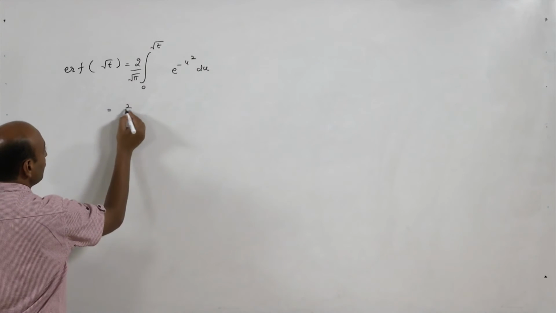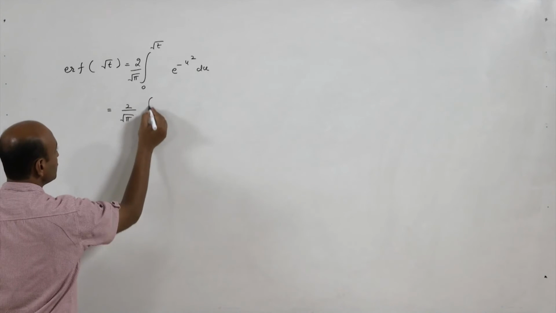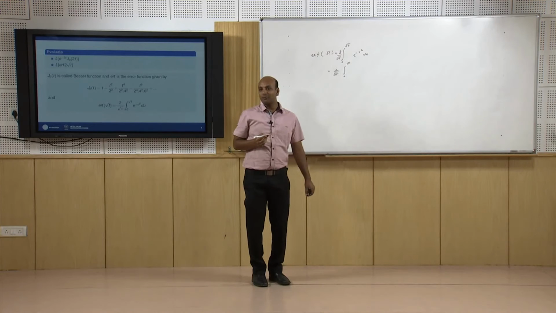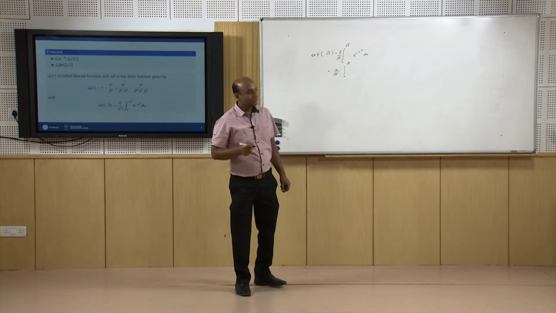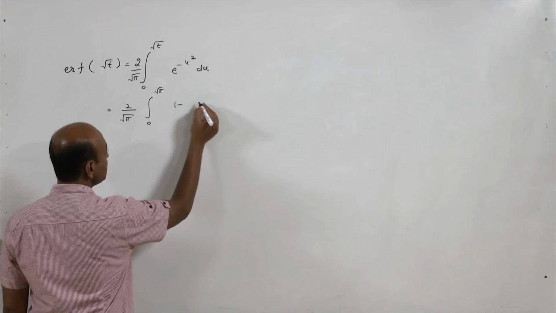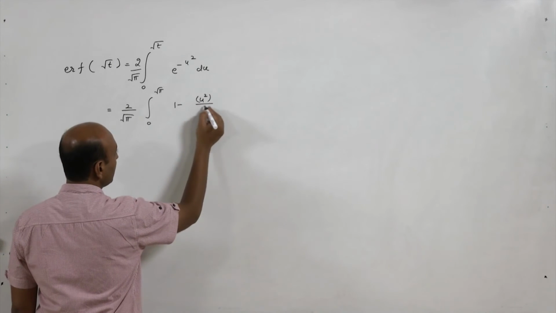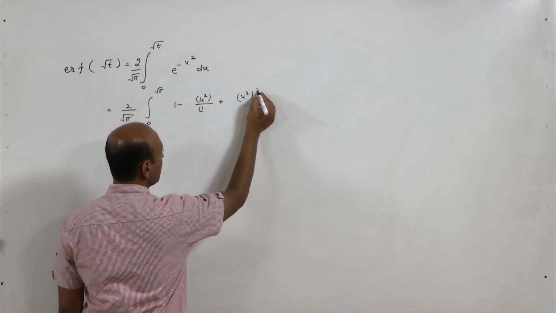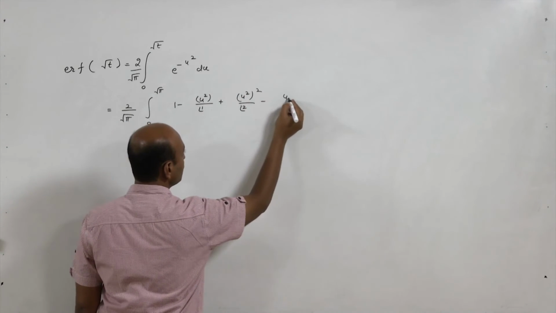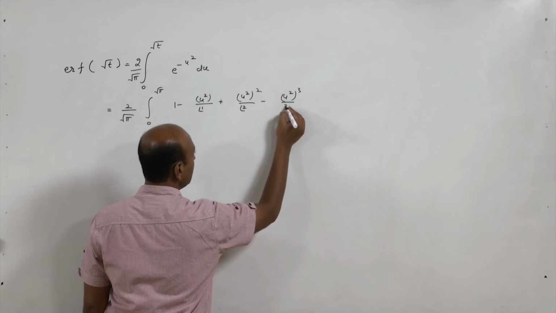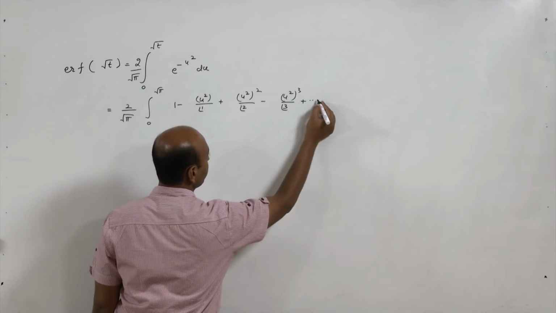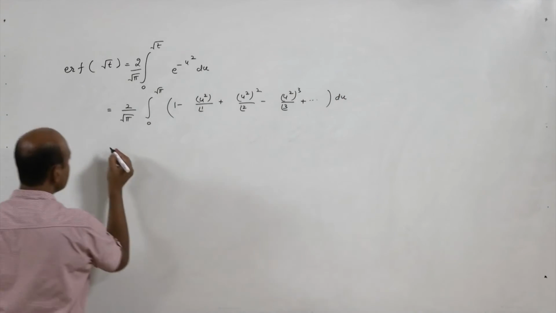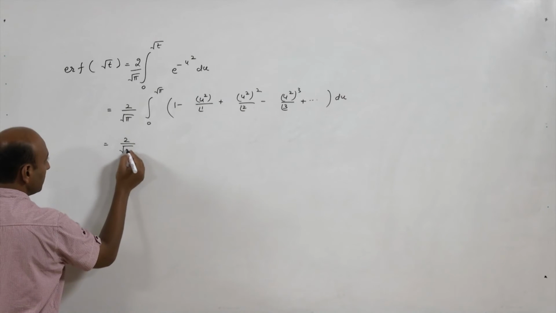So, now it is equal to 2 upon the square root of pi, integral from 0 to the square root of t. Now, we know the expression of e to the power minus x. We can use this expression here: it is 1 minus u square upon factorial 1, plus (u square) whole squared upon factorial 2, minus (u square) whole cube upon factorial 3, and so on, into du.